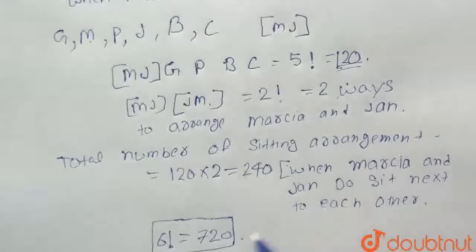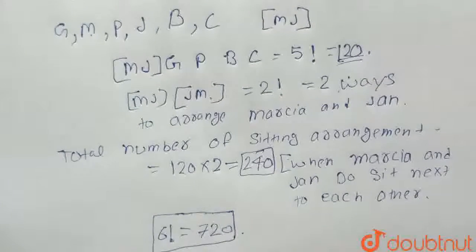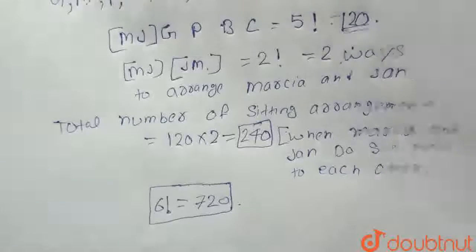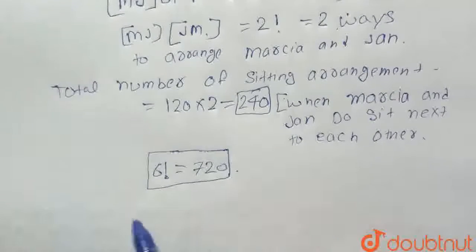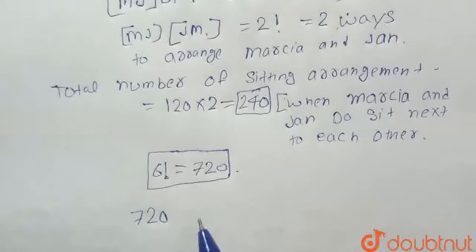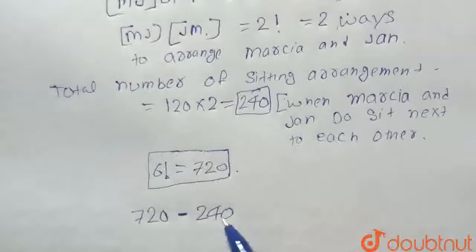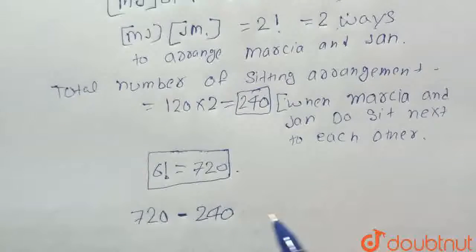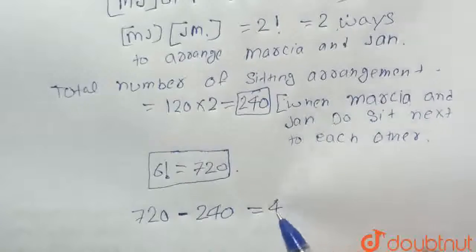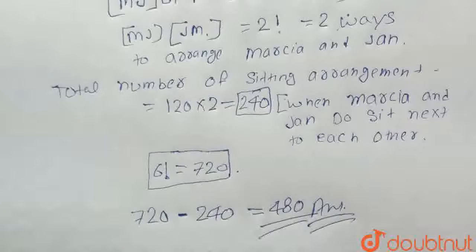So we find our solution, that is equal to 720, the total number of arrangements when the 6 people are arranged, minus 240, the arrangements when Marcia and Jan sit next to each other. So 720 minus 240 is equal to 480. So 480 is the answer. So this is our answer.